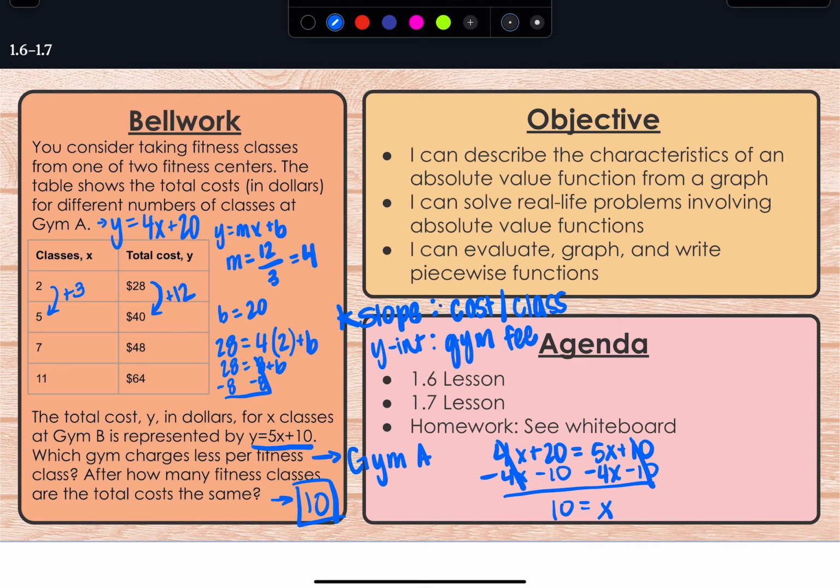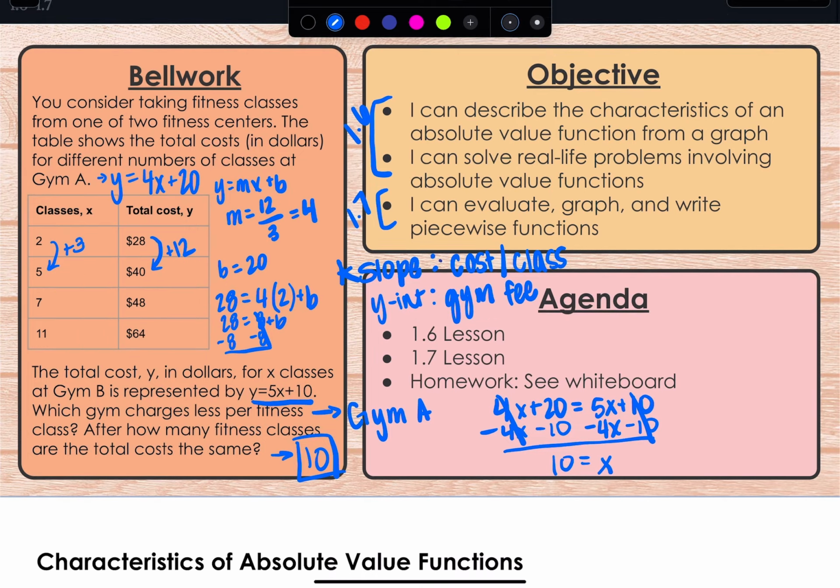All right, moving on. So today we're talking about 1.6 and 1.7. 1.6 is all about absolute value functions. It's very shortened because your book has a lot of extra fluff. And then 1.7, we're talking about piecewise functions.